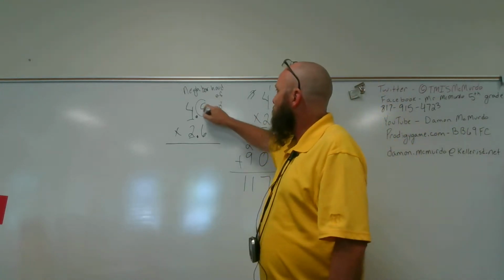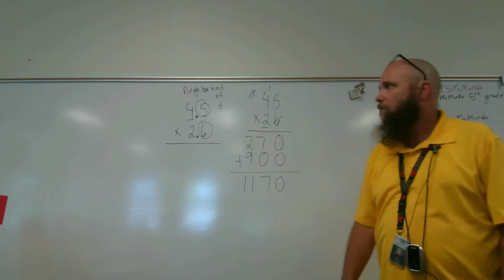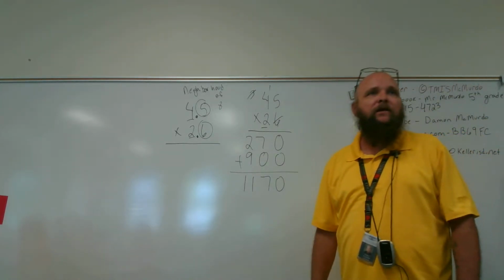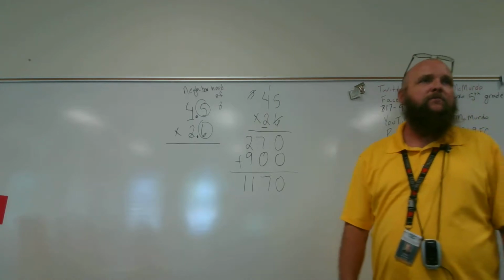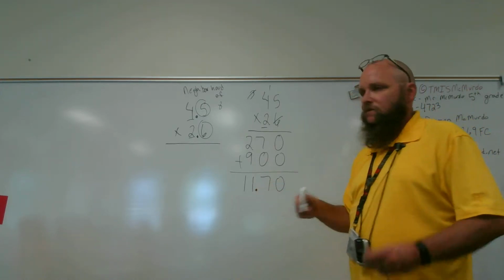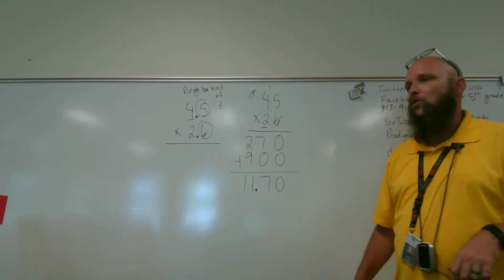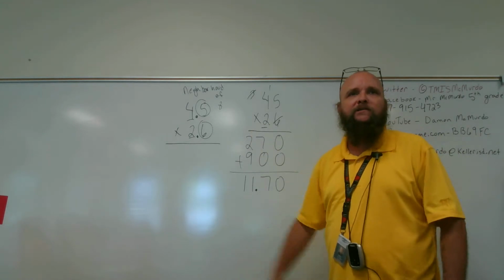Now, after I multiply it, ignoring the decimal points, I go back and I look at the original problem. The original problem has 2 numbers behind the decimal point. The 5 is behind the decimal point, and the 6 is behind the decimal point. So my answer has to have 2 numbers behind the decimal point. That's why the estimation is so important. It's going to help you figure out where to put the decimal point.